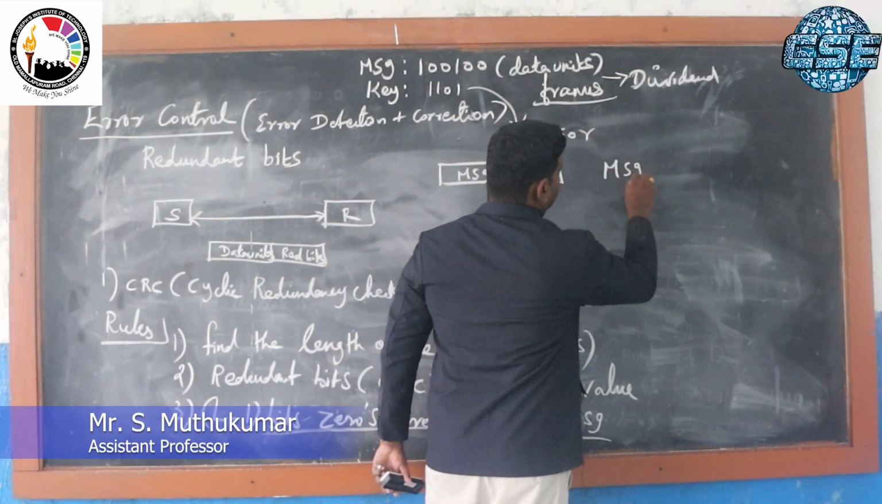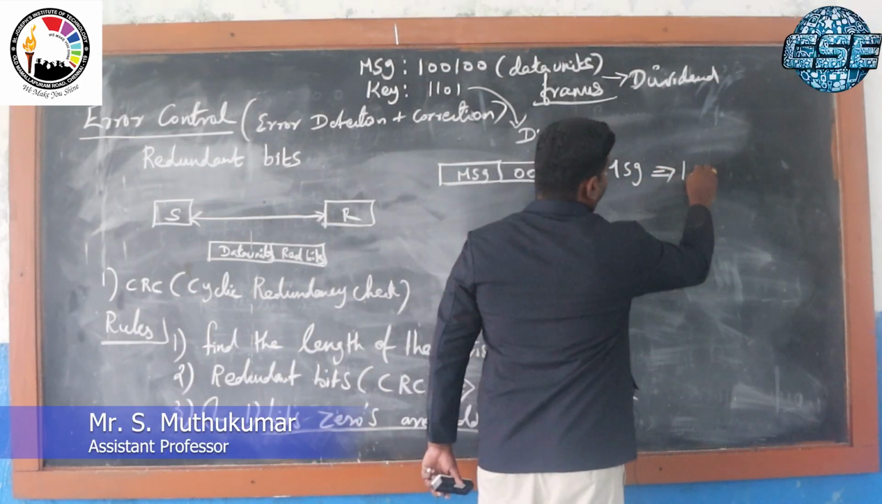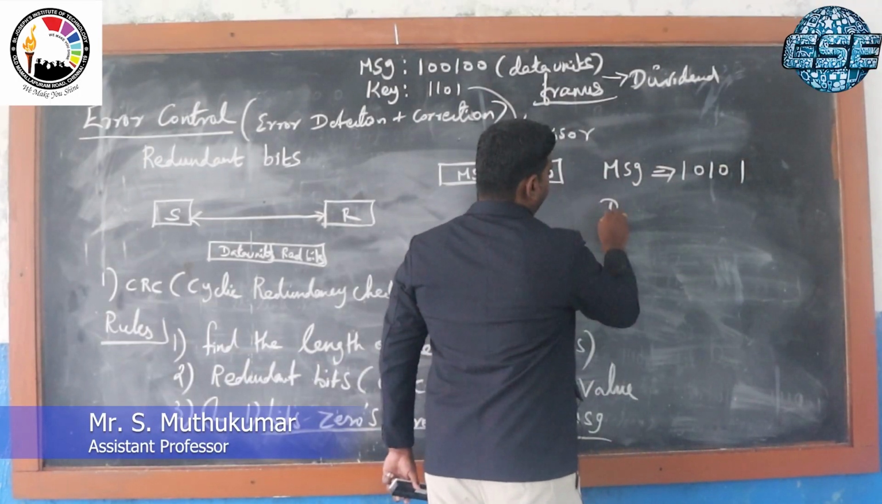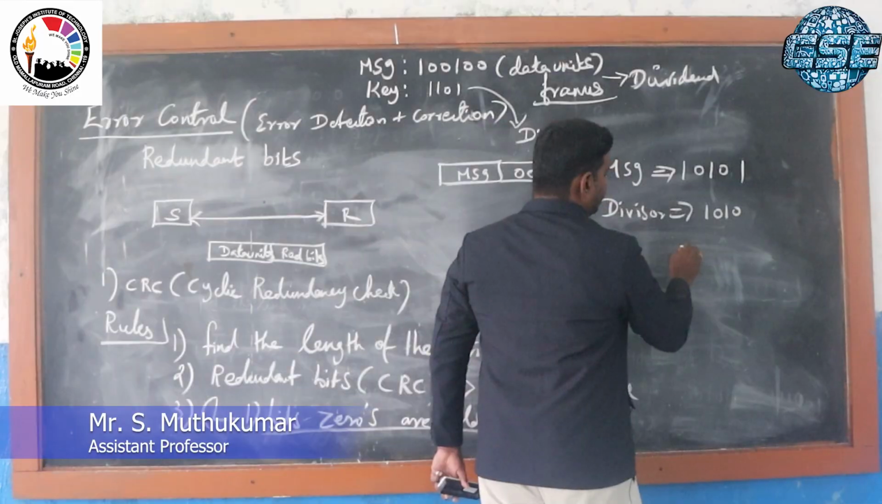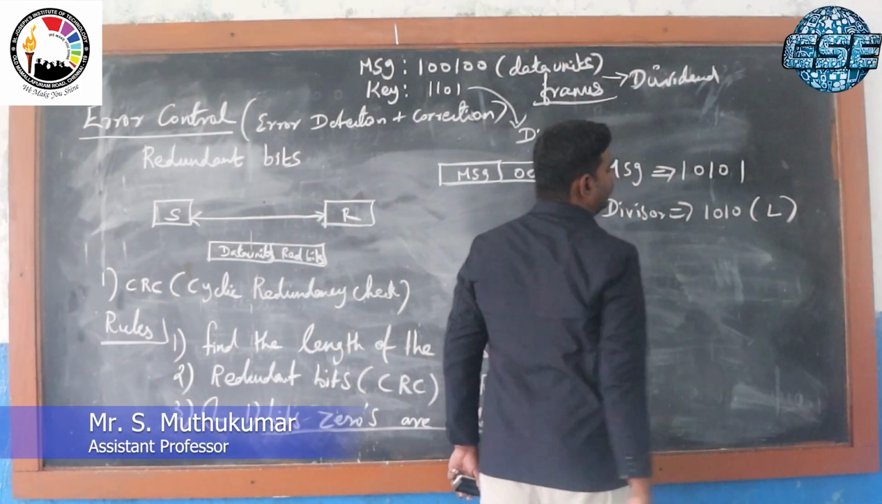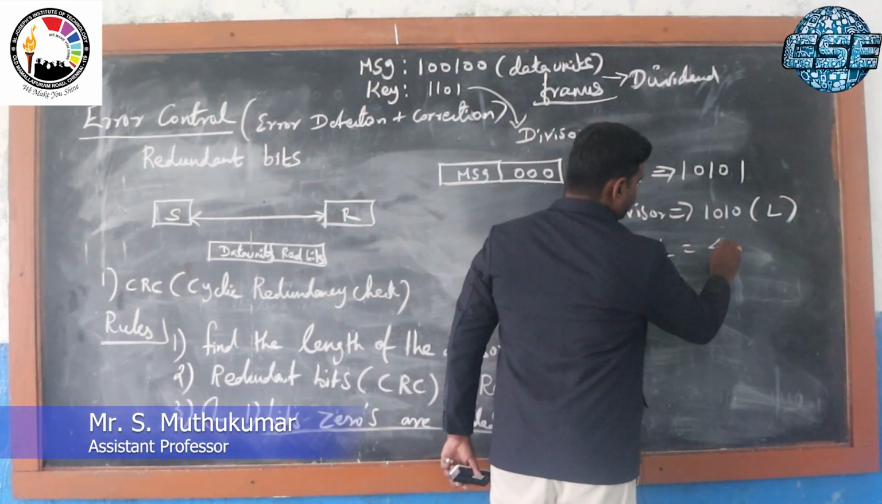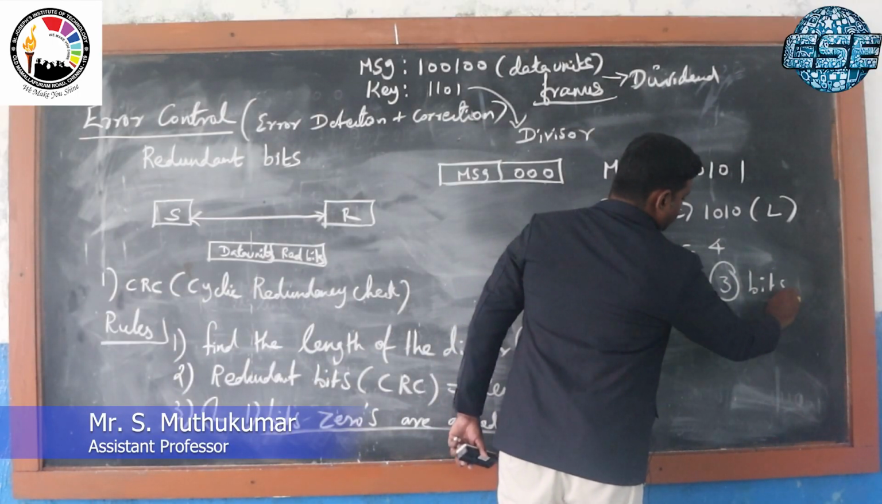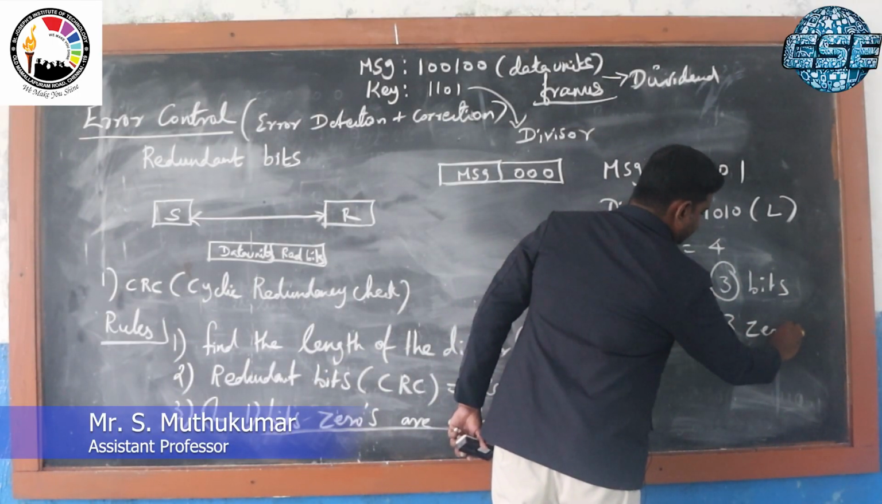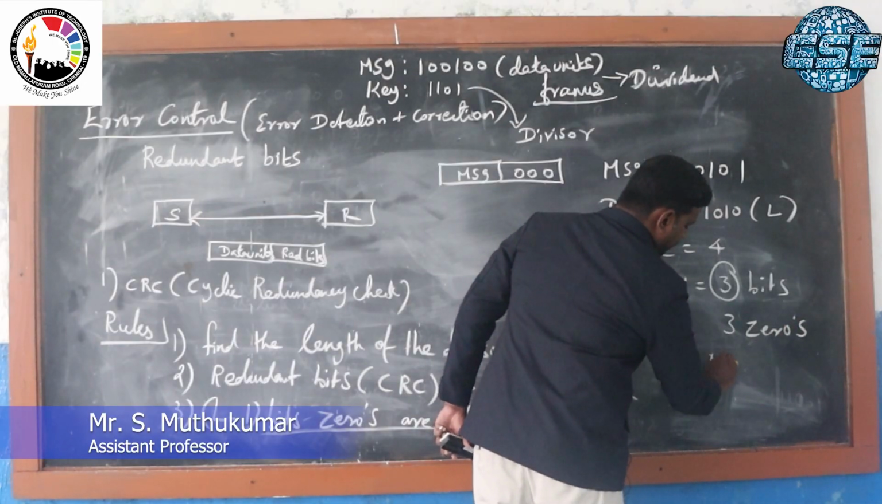For example, if the message is 10101 and the divisor is 1010, you have to find the length. The length is 4, so 4 minus 1, that is 3 bits. So 3 zeros will be added with the message.